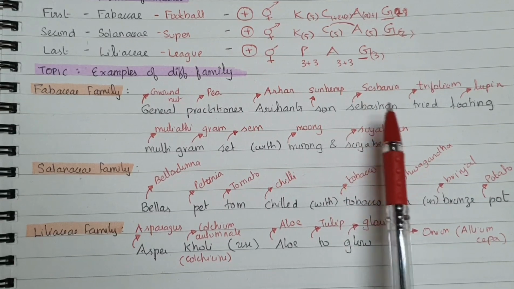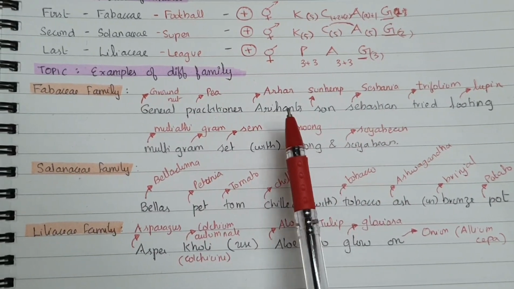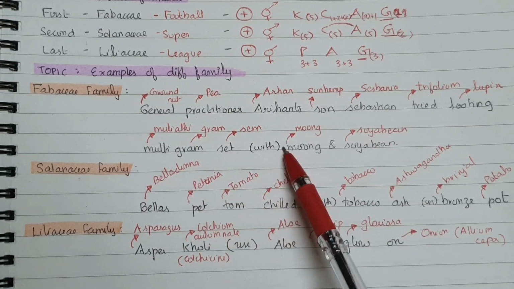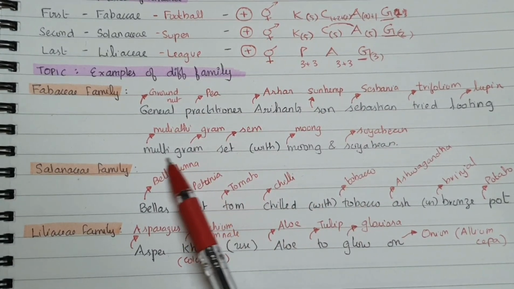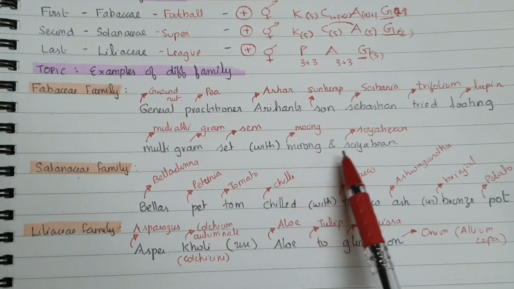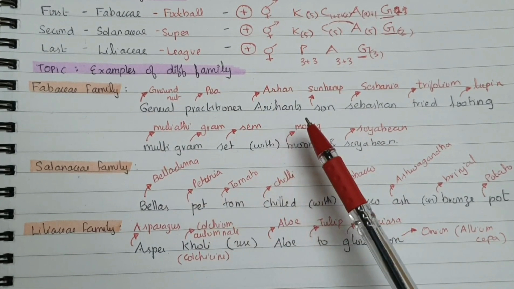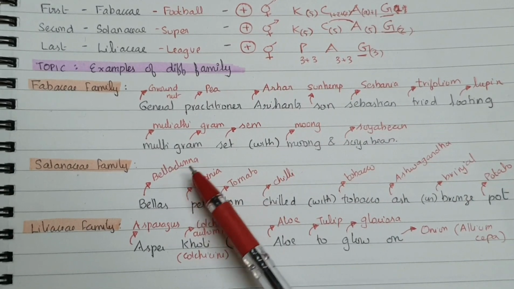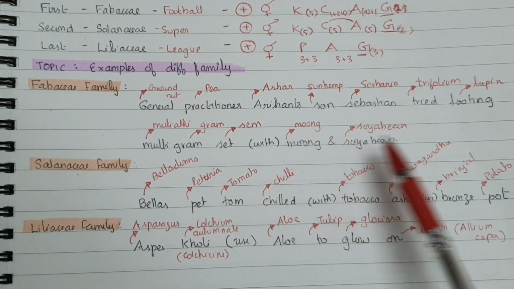What did Sebastian do? General practitioner Arihant's son Sebastian tried looting multigram set with moong and soya bean. So this multigram set consists of moong and soya bean.